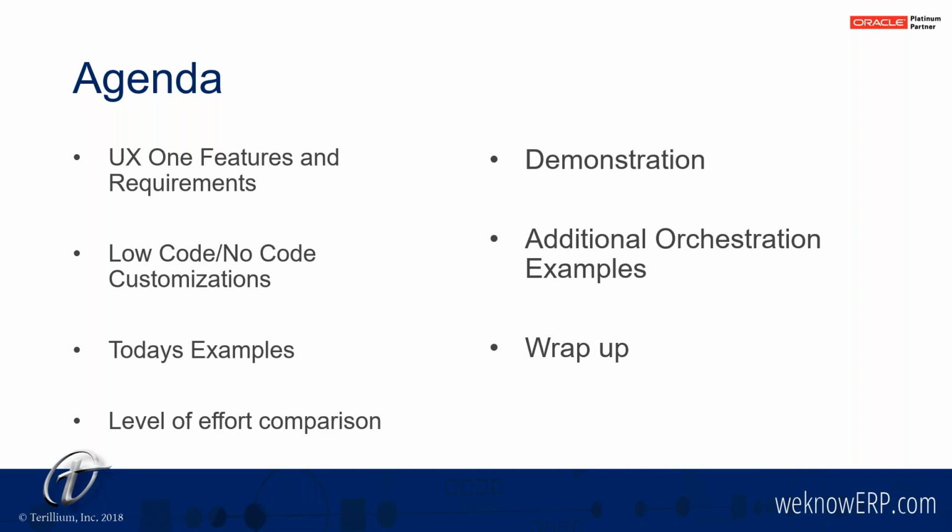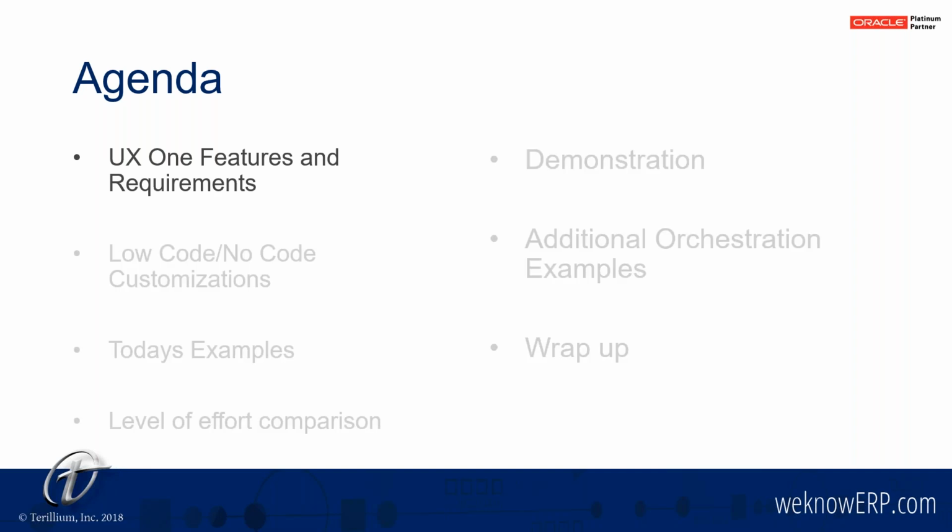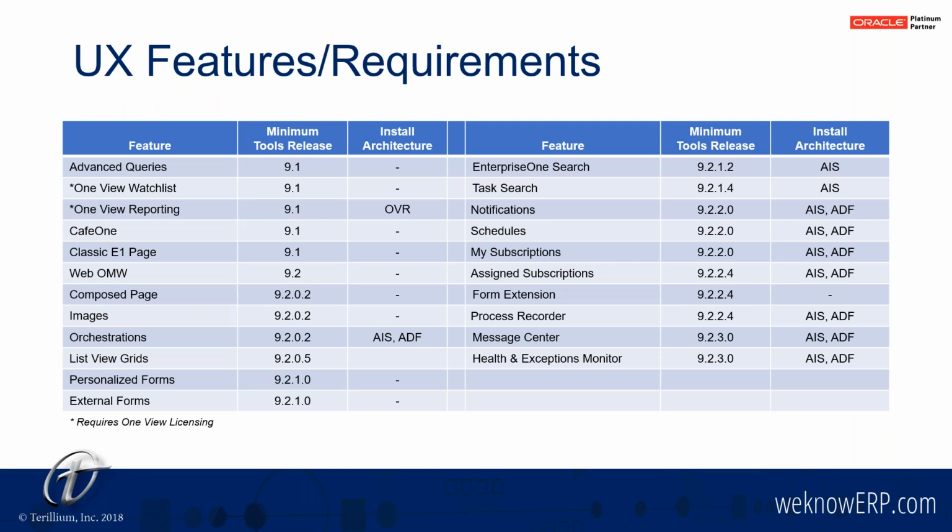And then we'll go into the demonstration. Next, we'll talk about some additional orchestration examples. Some of those I've pulled from a presentation that I was a co-presenter on at Collaborate, and we'll talk about ways that we talked about that you could use some of the new tool set for that. And then at the end, we'll do a wrap up. All right, so first getting into the new UX One features and requirements.